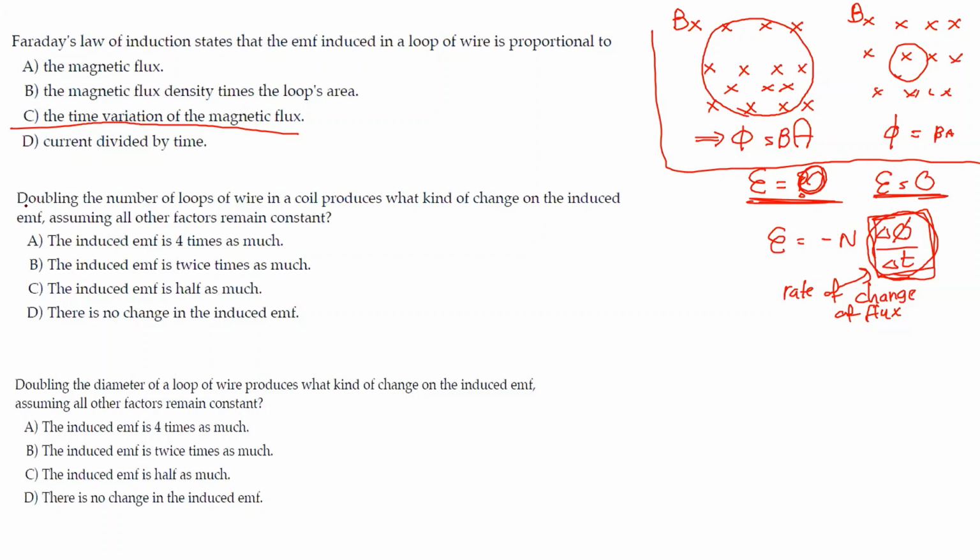So in this one. What they're saying is initially the system has created some EMF and it is equal to this equation that we know, delta phi B over delta T. So without changing any other parameter means whatever caused this EMF, they haven't changed it. They have only doubled the number of loops in this.